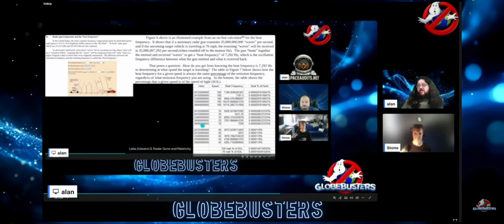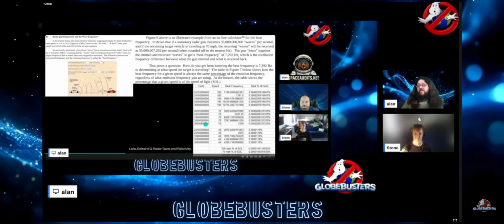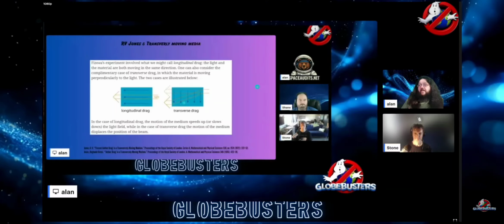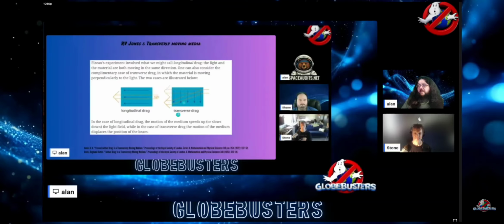We can see different velocities and different beat frequencies that correspond to those, starting with the original emitting frequency. So all these principles, of course, derived in the early 1800s, and then interferometric measurements showing the velocity of light adding to the velocity of water adding to the velocity of light here in interferometric readings. And this doesn't only occur longitudinally when the direction is going with the flow, but also transversely when you're perpendicular to the direction of motion.